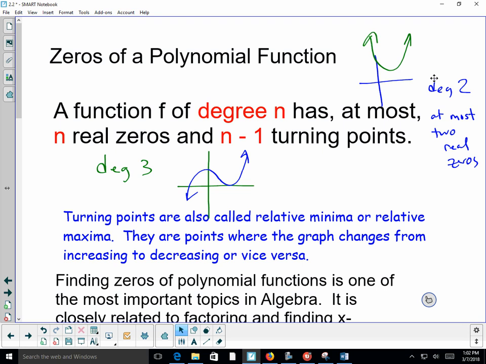2. Well, 2 unique ones. This one would be a repeated one, right? Because it's bouncing. Remember, if it bounces, it's 2 or 4 or 6 or 8, even multiplicity.